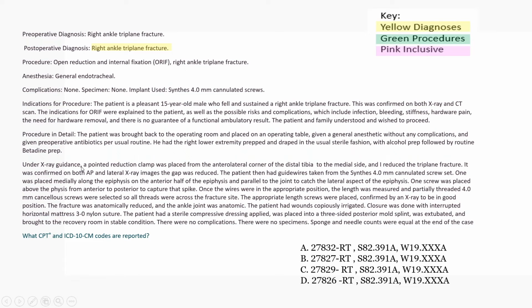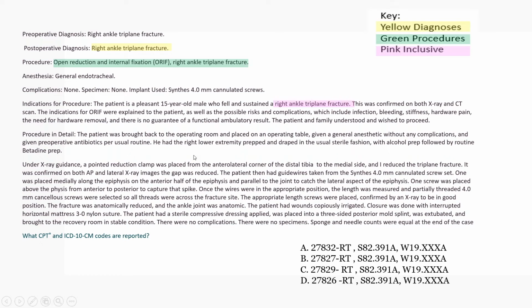Okay, let's do our first step. The post-operative diagnosis is right ankle triplane fracture, and the procedure performed is an open reduction and internal fixation of the right ankle triplane fracture. It's an ORIF, open reduction.